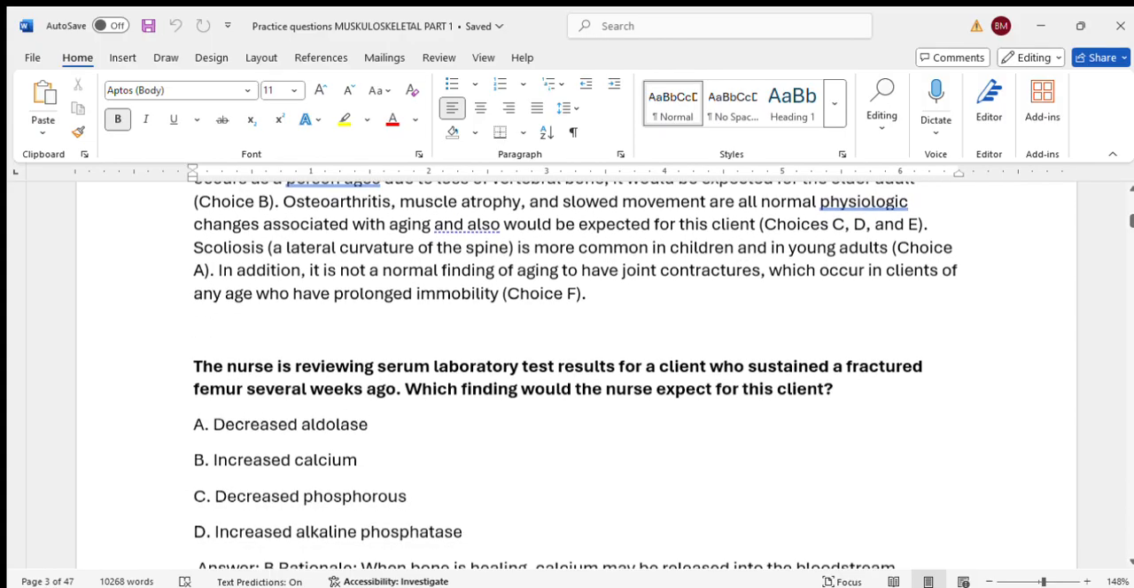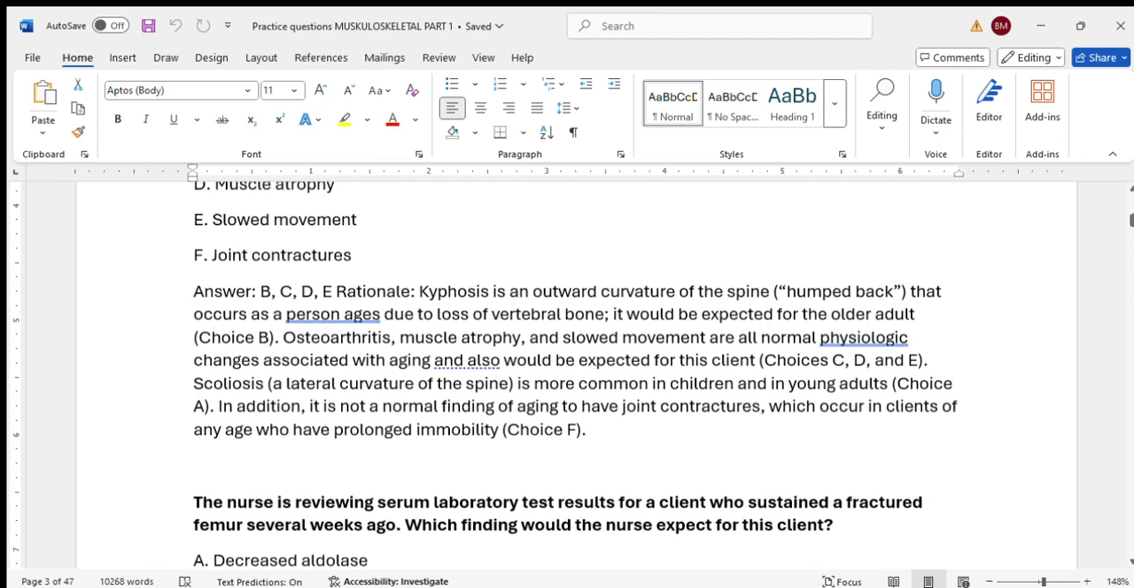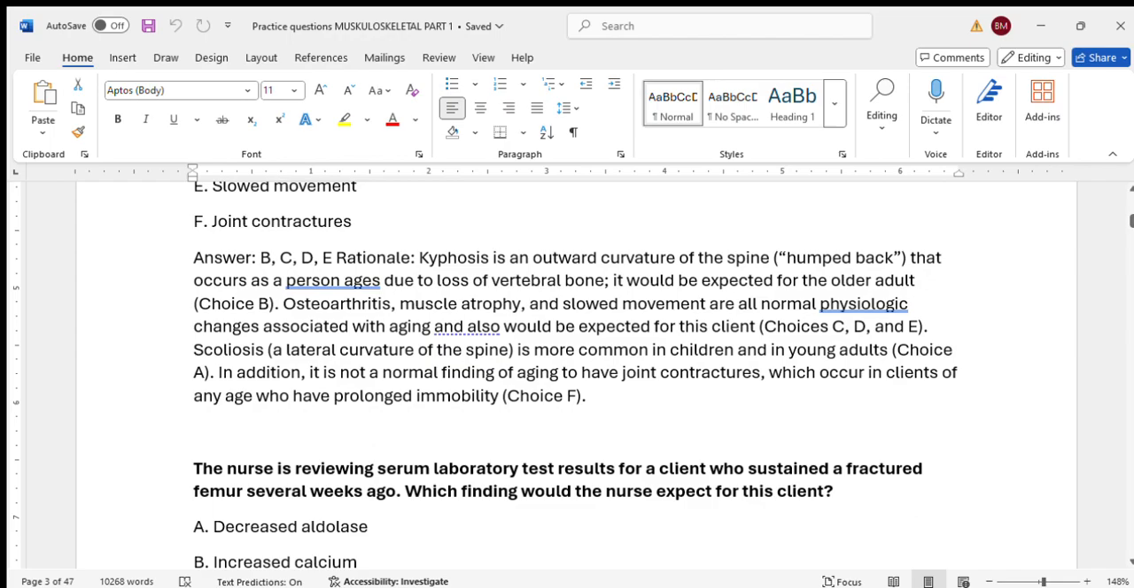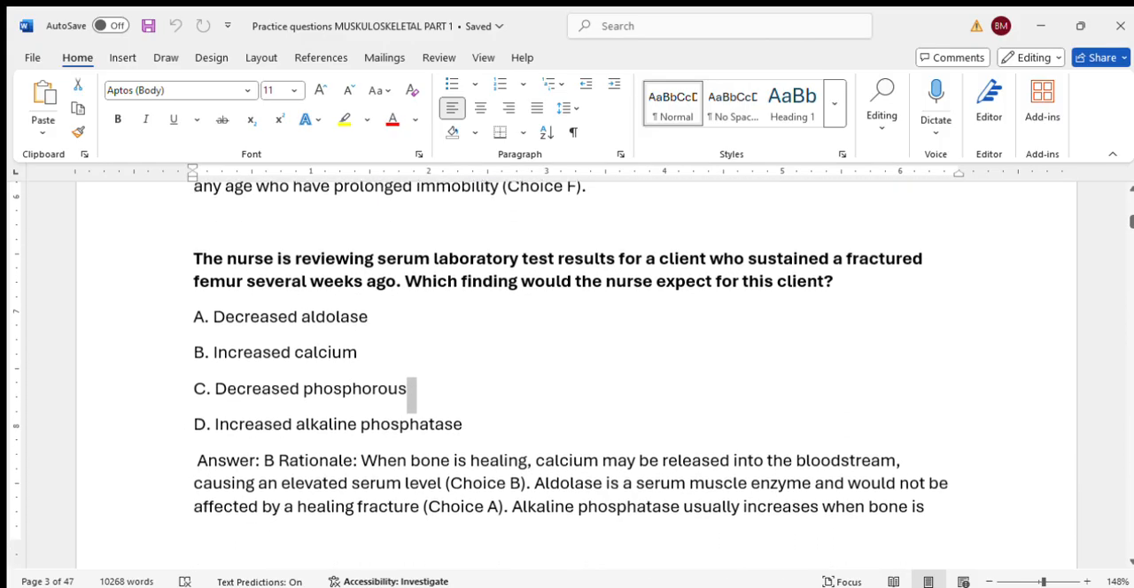The nurse is reviewing serum laboratory test results for a client who sustained a fracture, and I always go by the textbook, okay? I don't like to mention something that is not there, even if in reality you can find different, because when you have lack of movement, you can have a joint contracture. Basically, older adults sometimes don't move as often, so that's why I was considering that possibility. Okay, let's base it on the textbook.